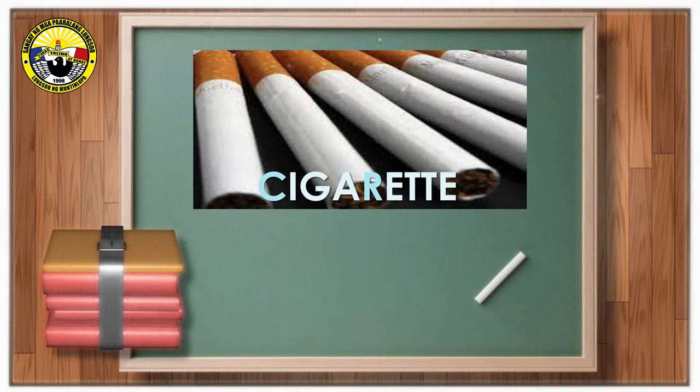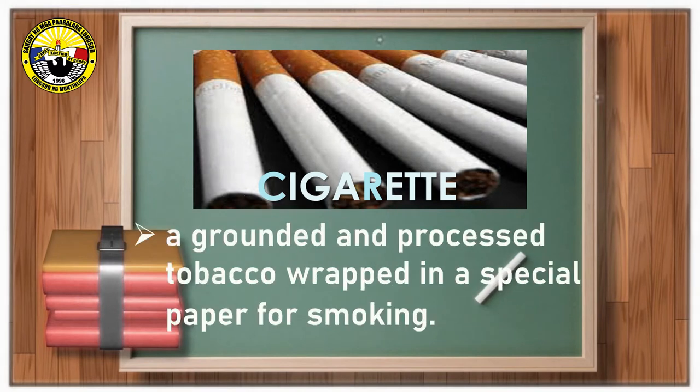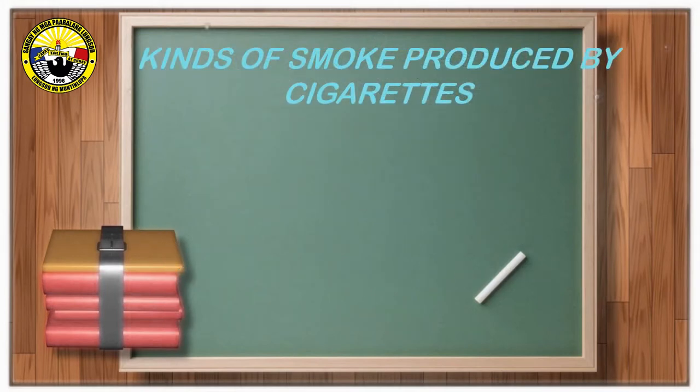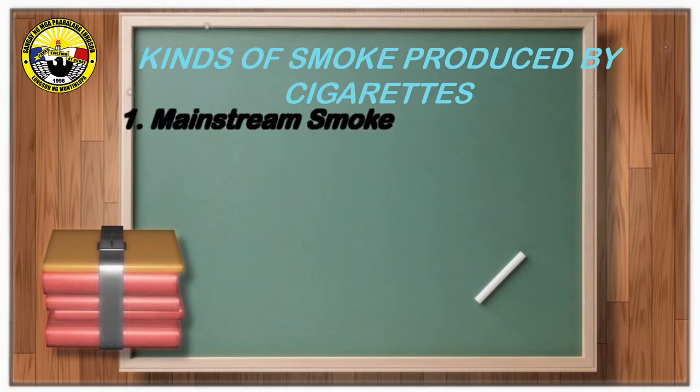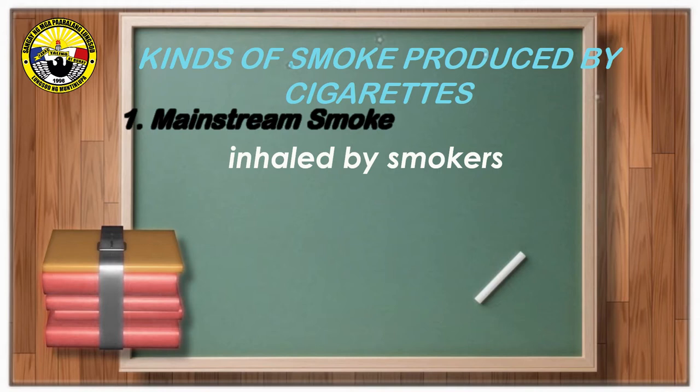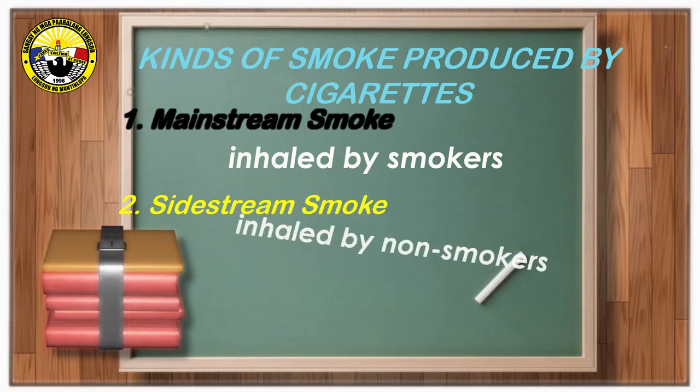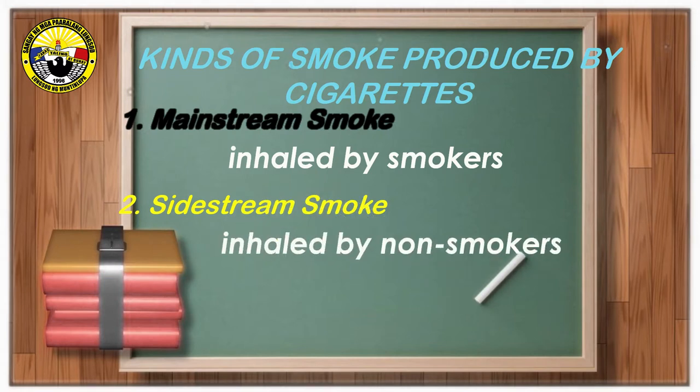What is cigarette? Cigarette is a grounded and processed tobacco wrapped in a special paper for smoking. There are three kinds of smoke produced by cigarettes. First is the mainstream smoke. It is the filtered smoke directly inhaled by the smoker. Second is the sidestream smoke. It is the smoke that comes out of the lighted end of a cigarette or pipe. It is also called secondhand smoke, HSS, or environmental tobacco smoke, ETS.